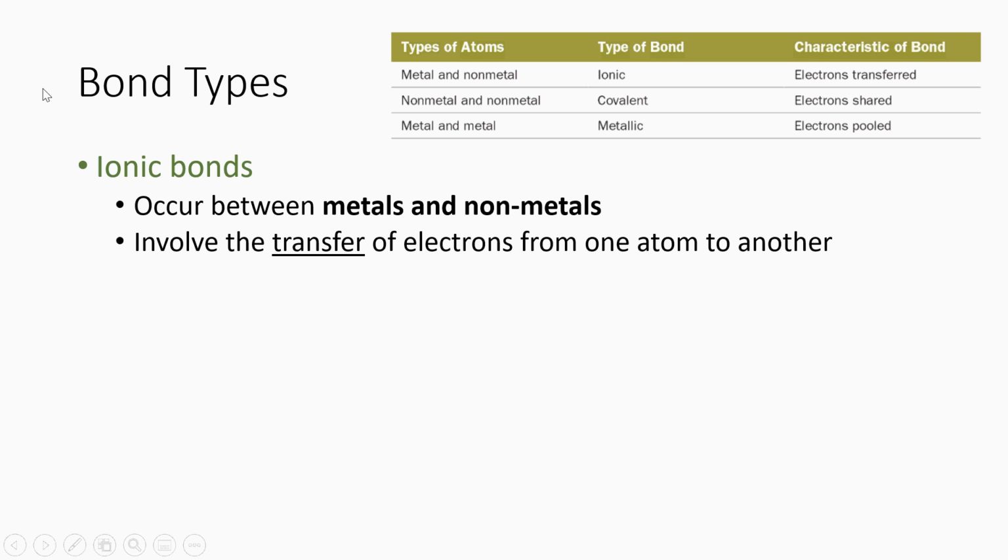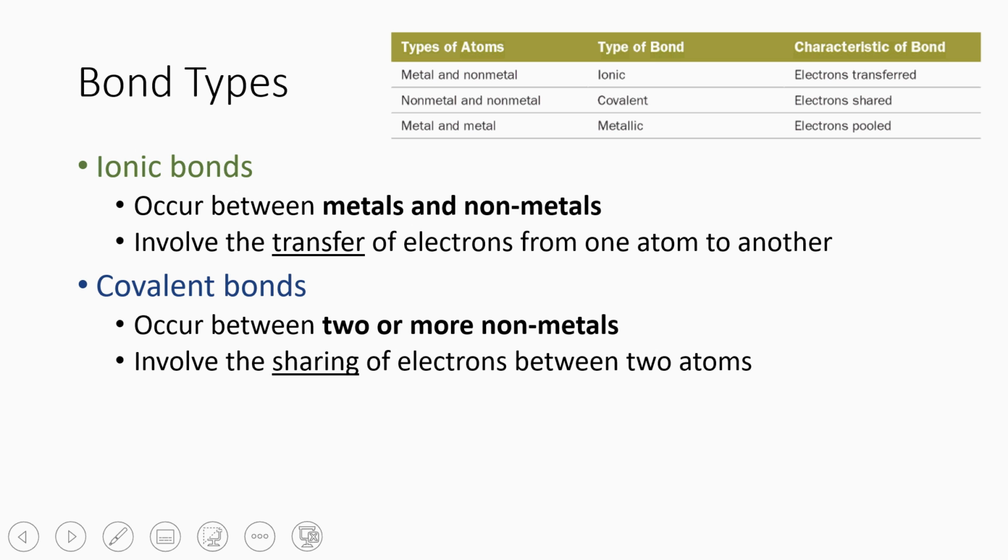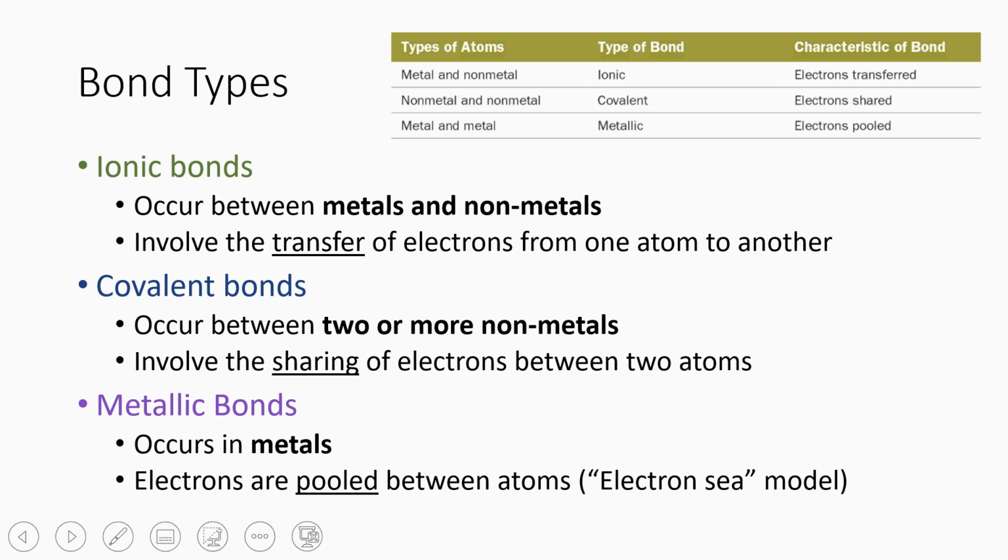So we will form different types of bonds based on the different types of atoms that are going to come together. When we have metals and nonmetals combine, we end up observing a transfer of electrons from one atom to another, and that's referred to as an ionic bond. When you have two or more nonmetals coming together, they will share their electrons, and that's called a covalent bond. And when you have all metals coming together, the electrons are pooled between atoms in something known as the electron sea model, which we'll talk about later. And that's referred to as metallic bonding. So you can have ionic bonding, covalent, or metallic bonding.